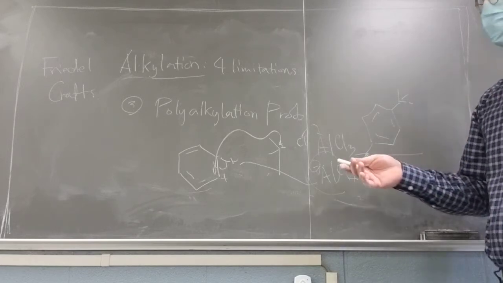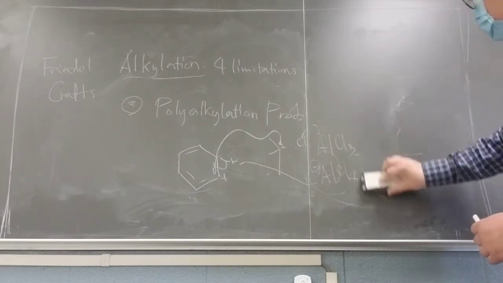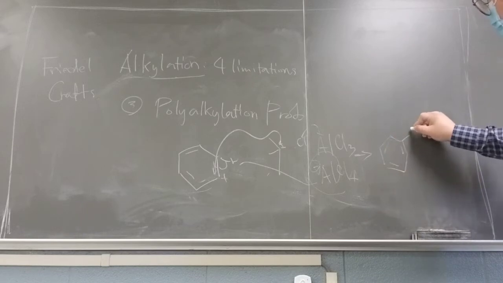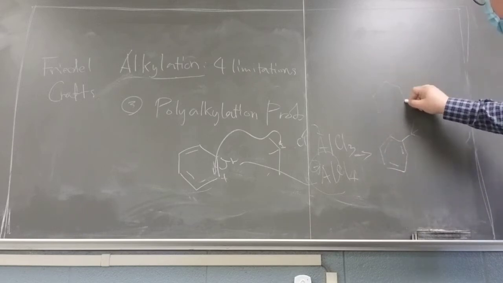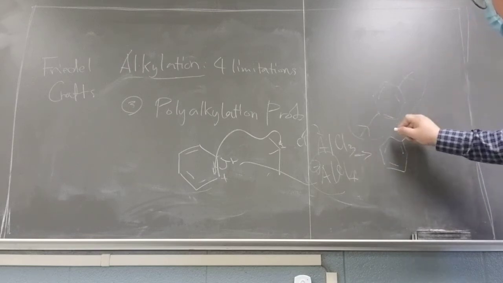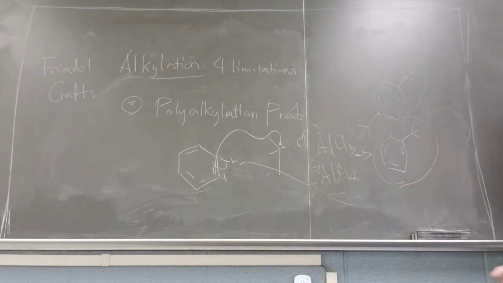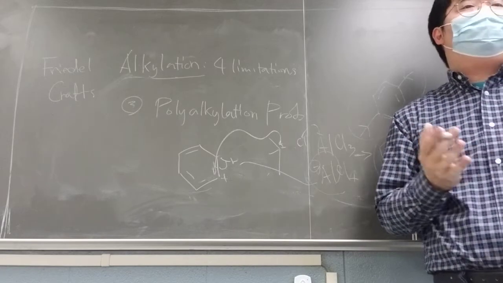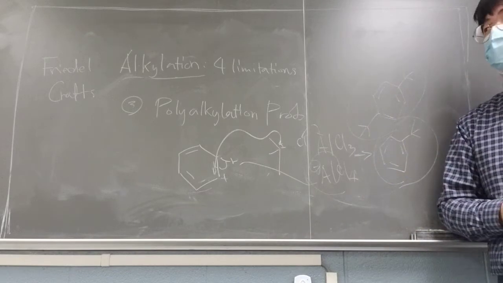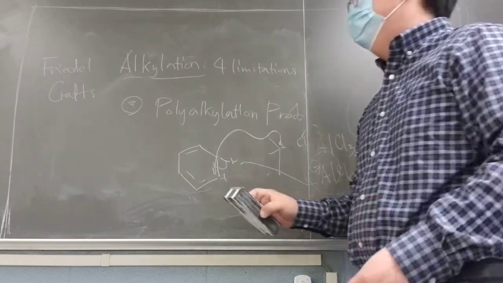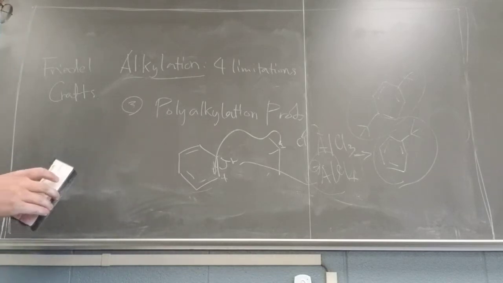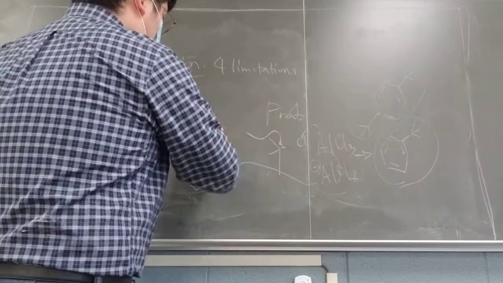So sometimes, whenever you do this, you're going to have this one for sure, but you have a lot of this one as well. So this is a major product, and this is a minor. So if you want to do only single substitution, it's really hard to do with this one sometimes. This is the third problem when you think about alkylating your aromatic compounds.